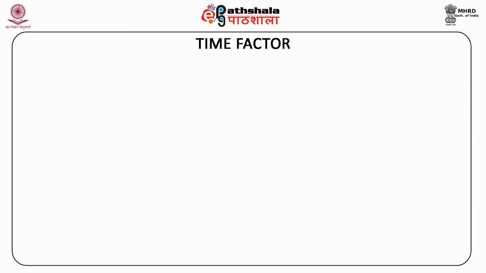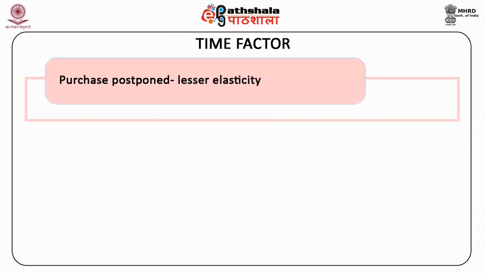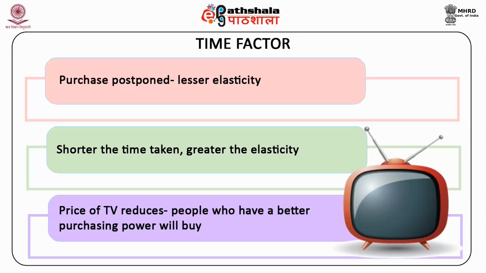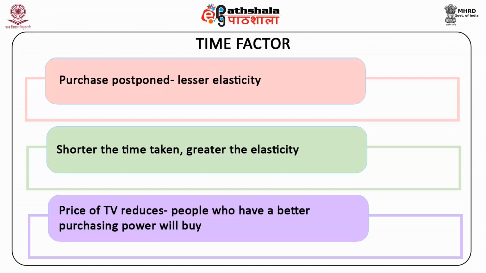Moving on to time factor. If the purchase of a good could be postponed, then it has lesser elasticity, and if it cannot be, then it has a higher elasticity. In short, the shorter the time taken, the greater the elasticity. For instance, if the price of TV reduces, then people who have a better purchasing power will buy it, and hence its demand rises because of the short time taken for purchasing it. However, if people could postpone its purchase, then even if its price has decreased, demand will not increase.